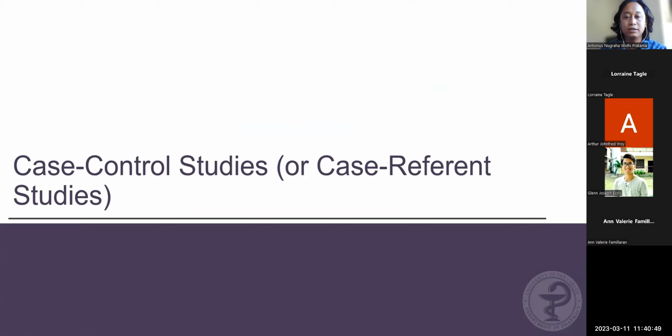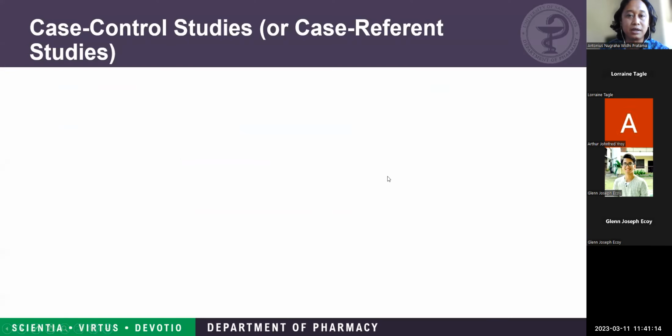So the case control studies are sometimes called case reference studies, but this is not popular. You will more likely see them reported as case control studies rather than case reference studies.